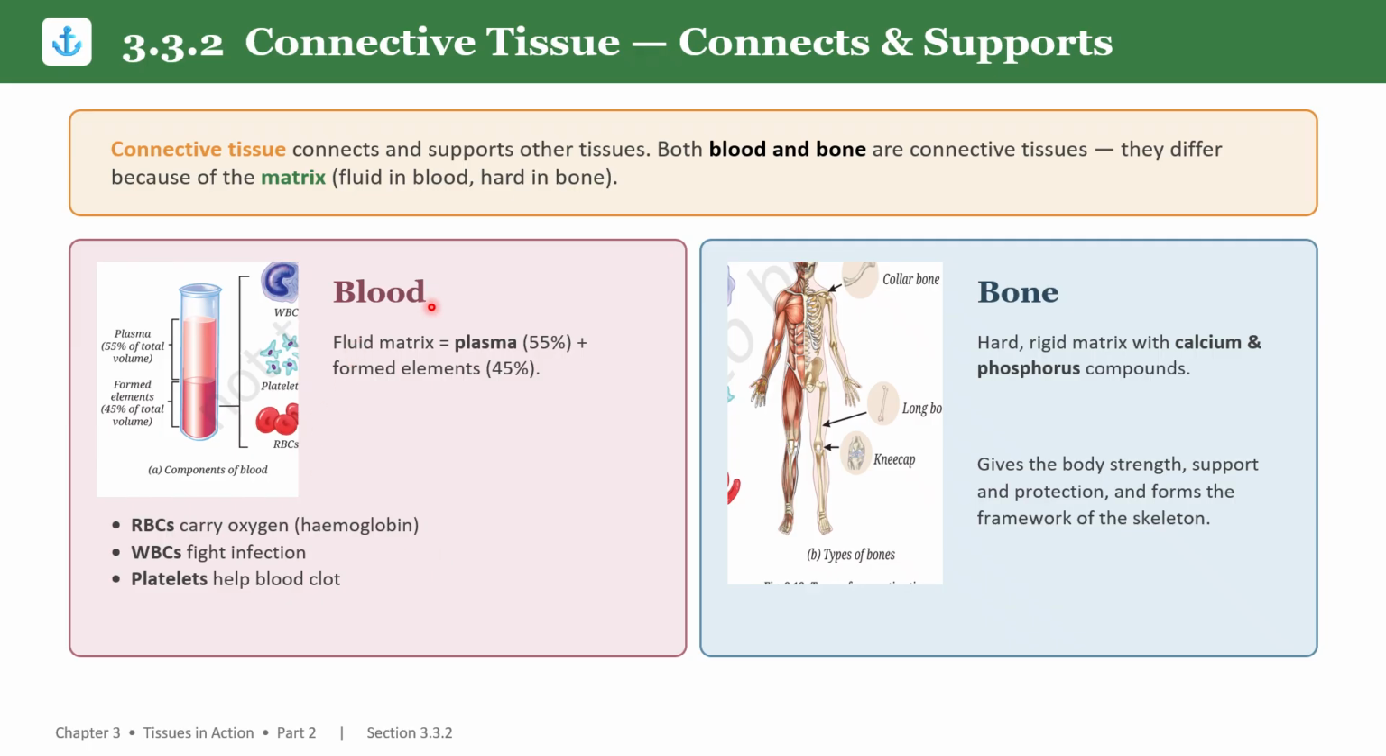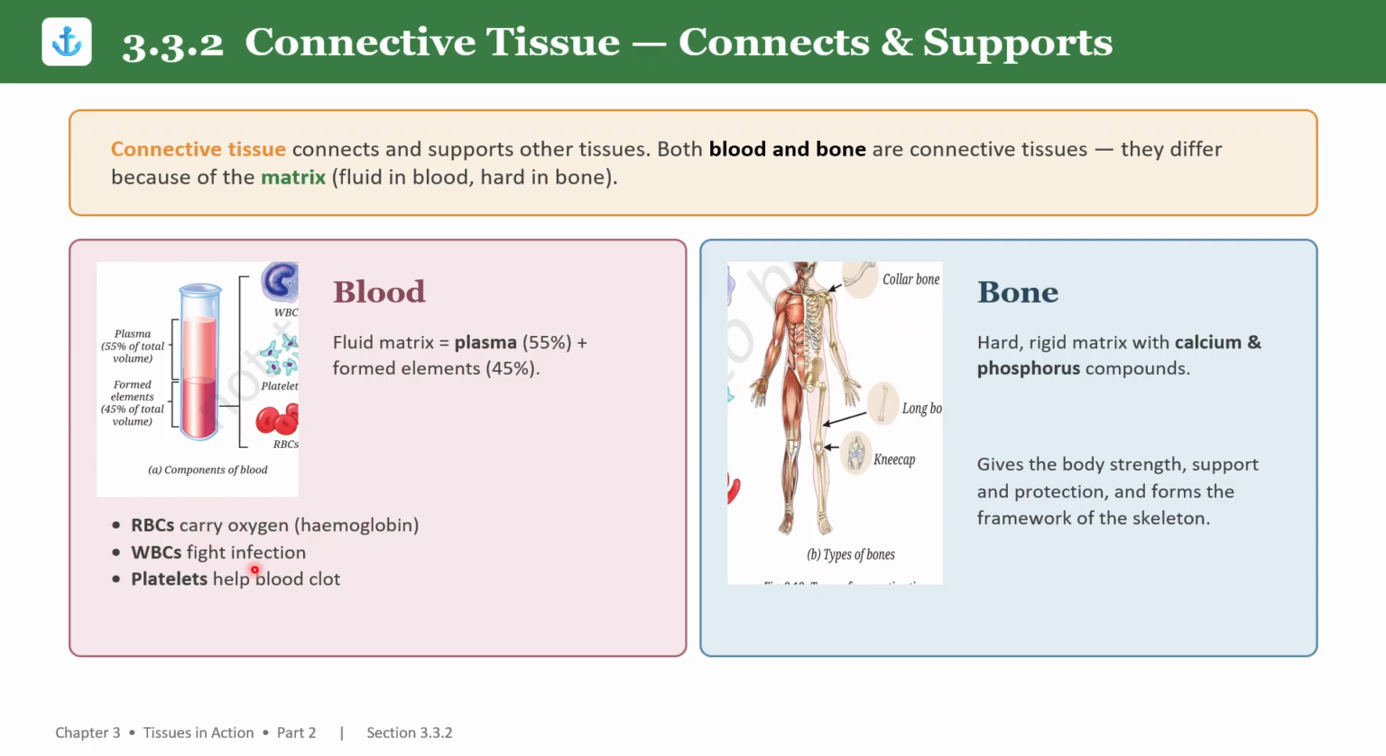So let's talk about the blood. Blood is a fluid connective tissue. Its fluid matrix is called plasma. Plasma forms about 55% of the blood and the remaining 45% are nothing but blood cells, right? Let's see the components. The first one is the RBC. They contain hemoglobin, which can carry oxygen, and they live for about 4 months before being replaced.